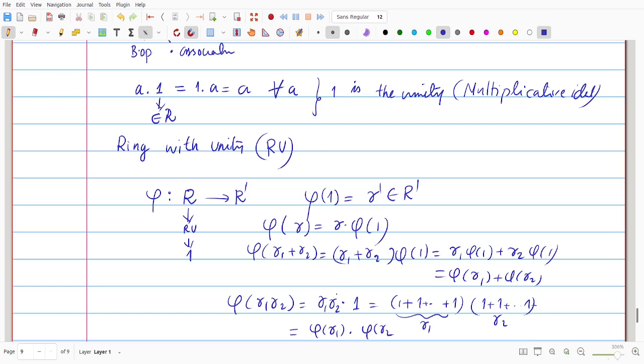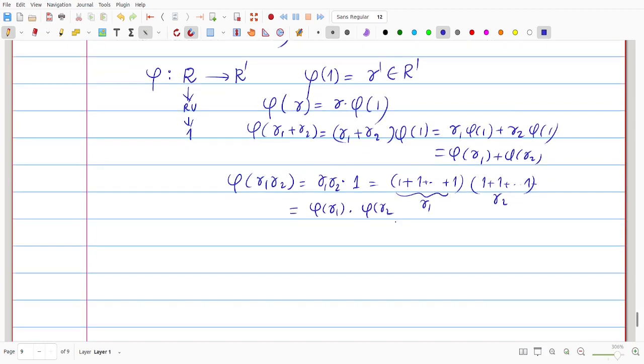Okay. So this is an example of a homomorphism. In fact, since this R1, R2 are numbers, I assume that these are numbers. Then this R can be considered as an element of a ring Z. Okay. Then you can easily define this homomorphism as a consequence of the existence of unity.